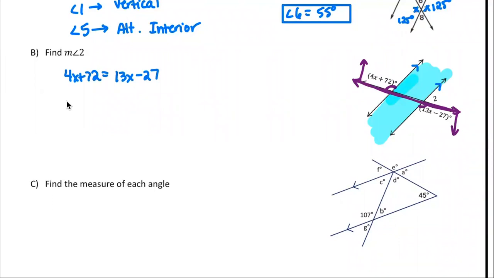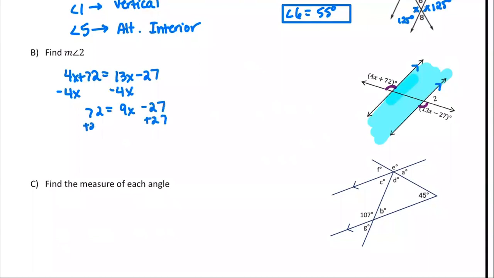So for us, if I set my equation, I know that alternate exterior angles are congruent. And that's why I set those two pieces equal to each other. Whatever 4x plus 72 is, that has to equal the same thing as 13x minus 27. So if we're going to go through and solve this, let's see what we actually end up getting. I'm going to take 4x plus 72 and subtract 4x over to this side. We're going to get 72, not 77, is equal to 9x minus 27.